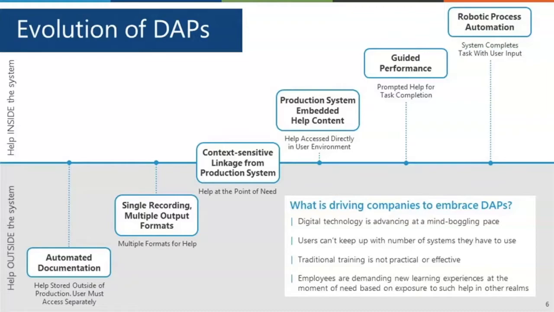And as that tool evolved, you were still having the help outside the system, but you got to a point where you could do a single recording and have multiple kinds of outputs, simulations, test scripts, job aids, all kinds of things. And then the big moment that was very exciting was then we were able to link all that content to the production system, whatever system you were trying to do the job tasks in, with a context-sensitive linkage.